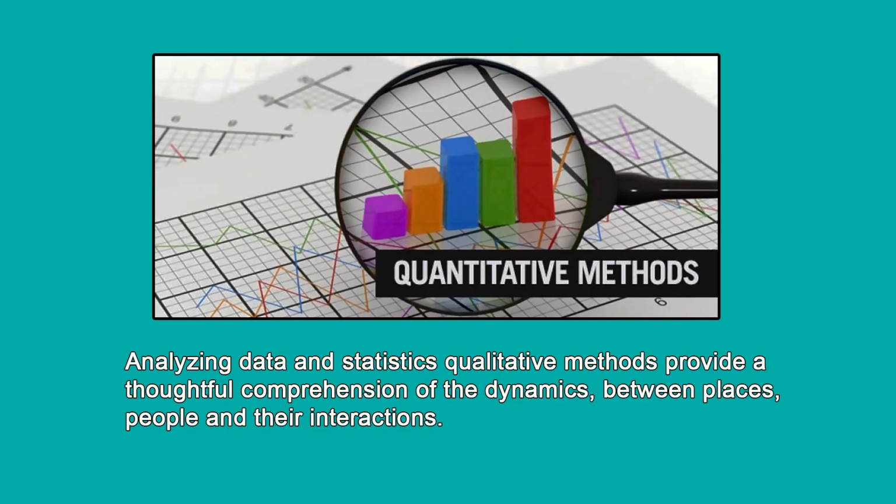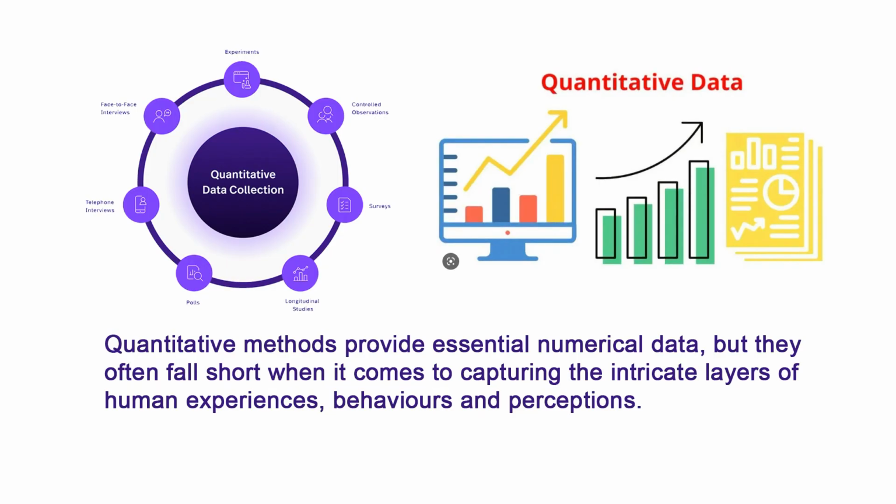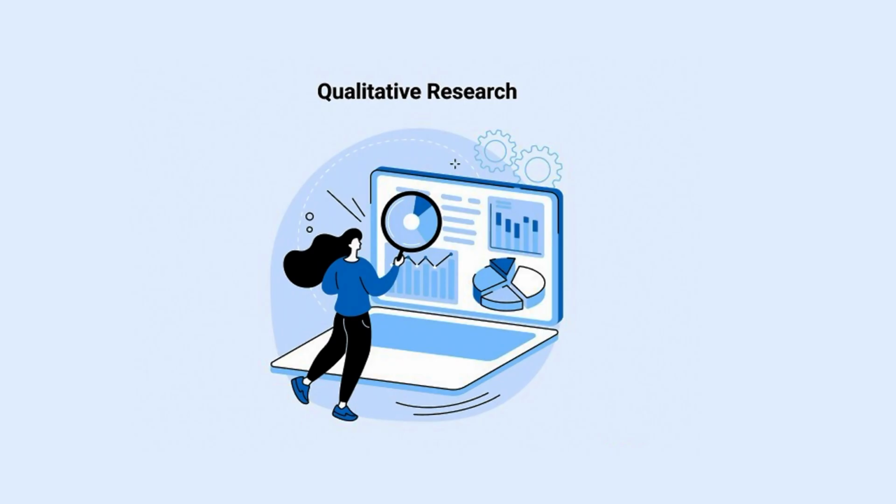While quantitative methods involve analyzing data and statistics, qualitative methods provide a thoughtful comprehension of the dynamics between places, people and their interactions. Quantitative methods provide essential numerical data, but they often fall short when it comes to capturing the intricate layers of human experiences, behaviors and also perceptions. Qualitative methods address these gaps by offering a holistic understanding of the why and how behind the urban dynamics.